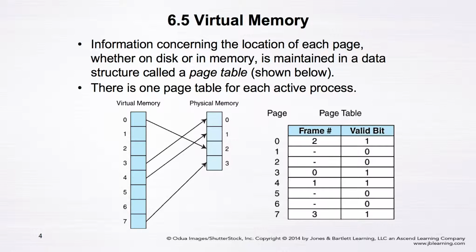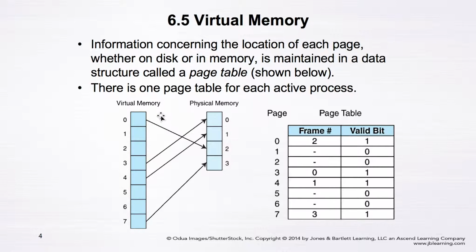So here's the graphical representation of an example. Basically we have the information concerning the location of each page and whether it is on disk or in memory. This information is maintained by a data structure we call a page table. So here's a page table example. The graphical representation here represents one page table for each active process.